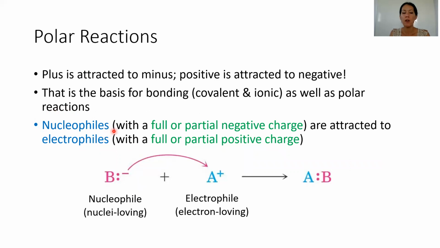Nucleophiles, these are the species that have a full or partial negative charge, are attracted to electrophiles that have a positive charge. For example, B minus here is a nucleophile, which means nuclei loving. It loves the positive nucleus of another, it's attracted, so it'll go and attack and form a bond with an electrophile. And an electrophile is electron loving. So it means it's deficient, it wants electron density. So it's a match made in heaven. They become a couple.